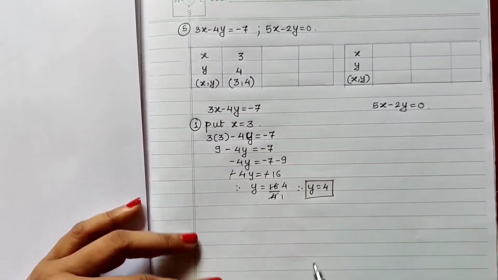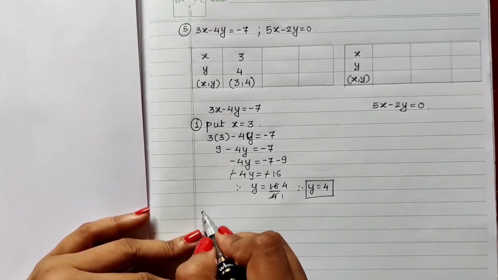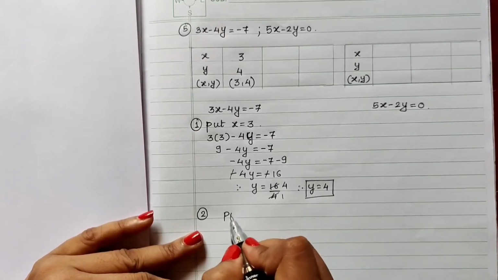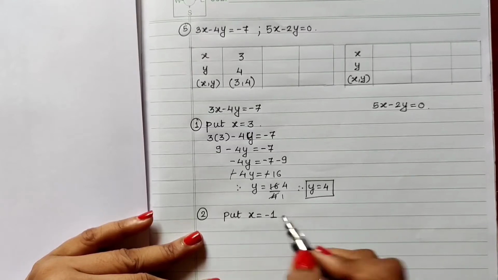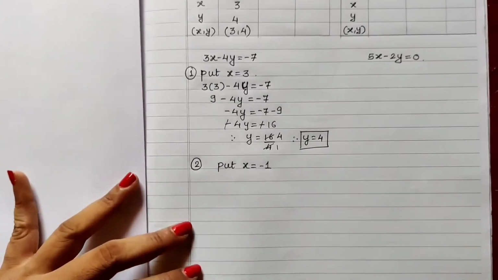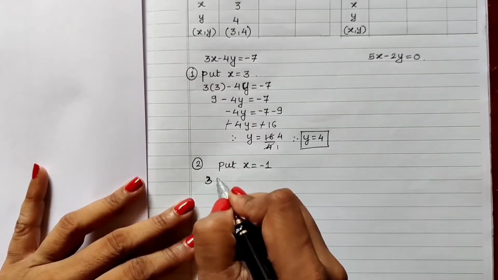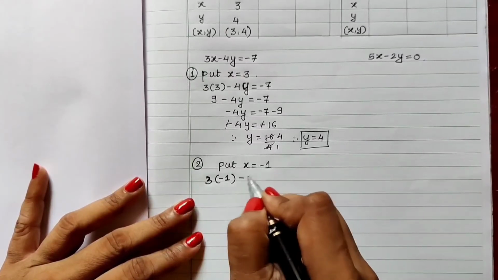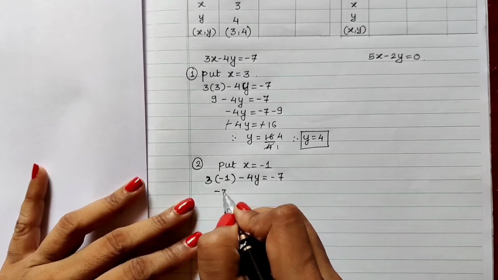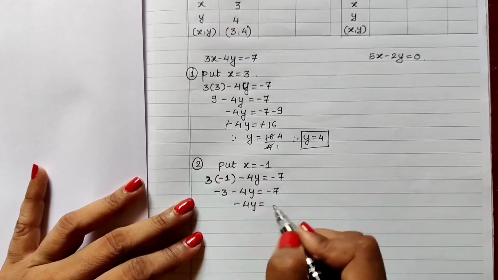3, 4. Now I will be putting other value for x so that I can get proper y value for plotting on my graph. So maybe put x is equal to minus 1. Let us see if I put x is equal to minus 1, what will be my value for y. So x is equal to minus 1. In place of x I will be writing minus 1, in 3 into minus 1 minus 4y is equal to minus 7. Minus 3 into minus 1 is minus 3, minus 4y is equal to minus 7.